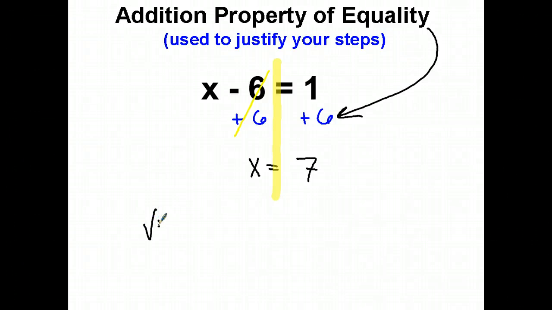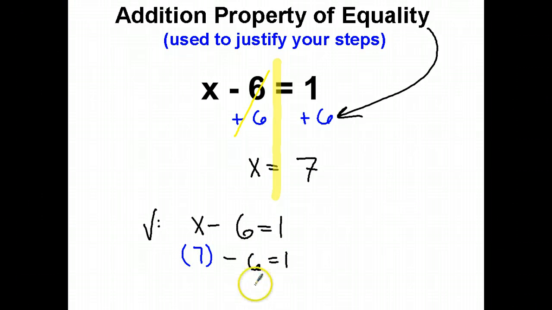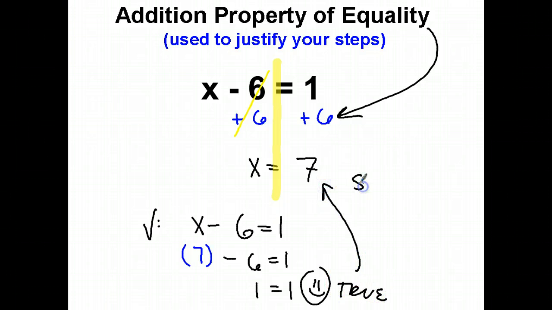So after we do our problem, we always need to check it. So we check our solution, x minus 6 equals 1. And we put in 7 for our solution this time around. 7 take away 6 equals 1. When I evaluate that, 7 take away 6 does equal 1. So what this tells me is that that's true, which means that this is my solution.